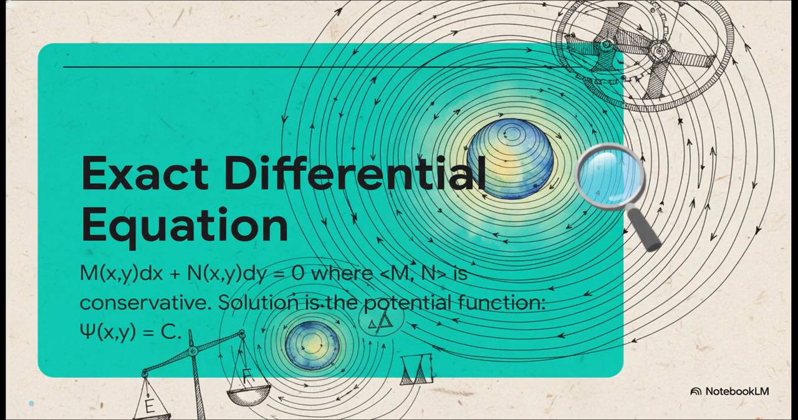And that leads us to the formal definition. An exact differential equation looks like this: some function M times dx plus some function N times dy equals 0. Now, the key insight here comes straight from vector calculus. If you think of M and N as the components of a vector field, the equation is exact only if that vector field is conservative. And what that really means is that our whole expression is just the total differential of some hidden underlying function. We call it psi. Our entire goal is to find that psi function.